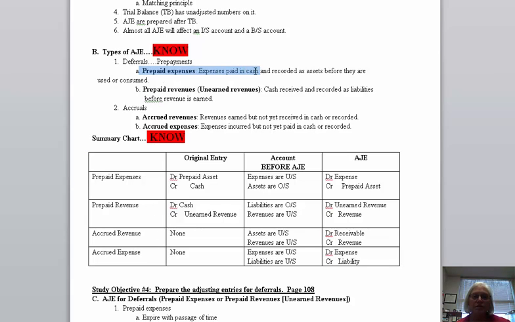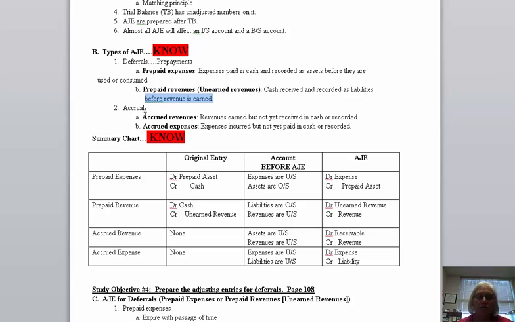Prepaid expenses are paid in cash. That's the number 1 item. The second item, they are recorded as an asset. Before they are used or consumed is the third part of that definition. A prepaid revenue is, number 1, the cash is received. Number 2, it's recorded as a liability. And number 3, before the revenue is earned.